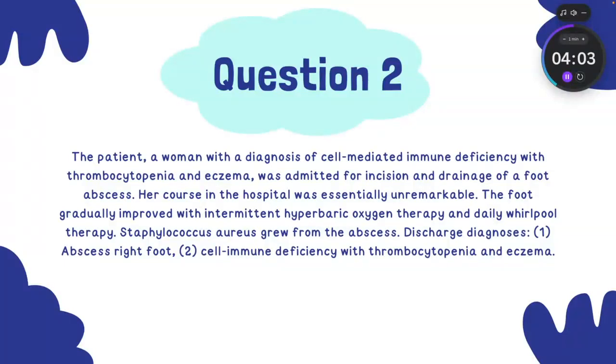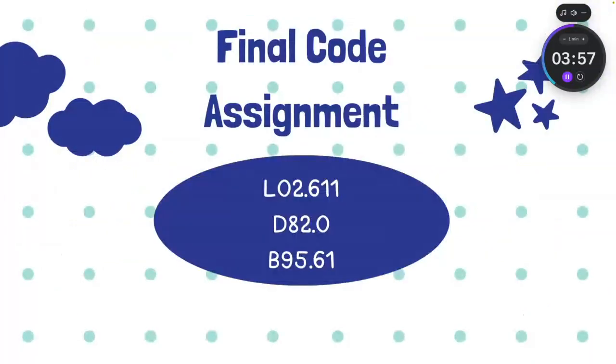All right, so it looks like everybody is finished. So I'm going to display our codes. And so, as I've already mentioned, the foot abscess is the principal. L02.611, the code for the cell-mediated immune deficiency, and then a code for that staphylococcus. So, any questions on this scenario before we move to the next one?